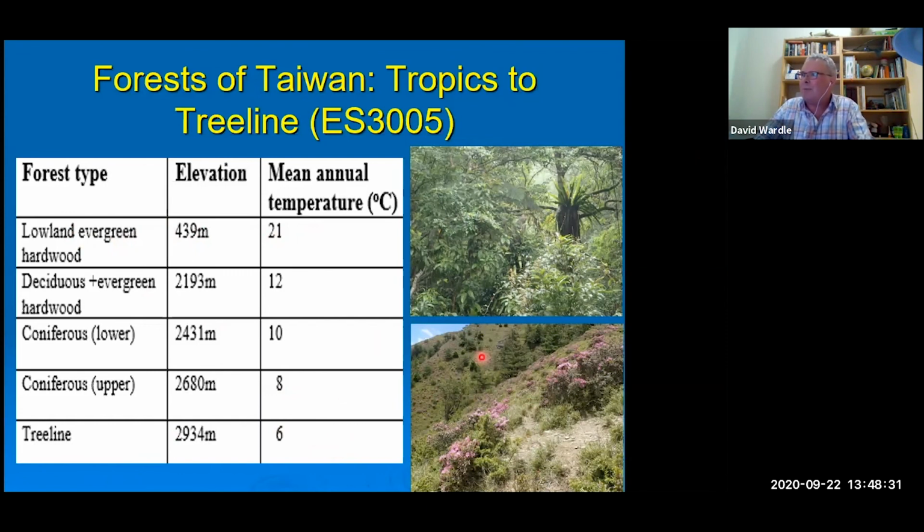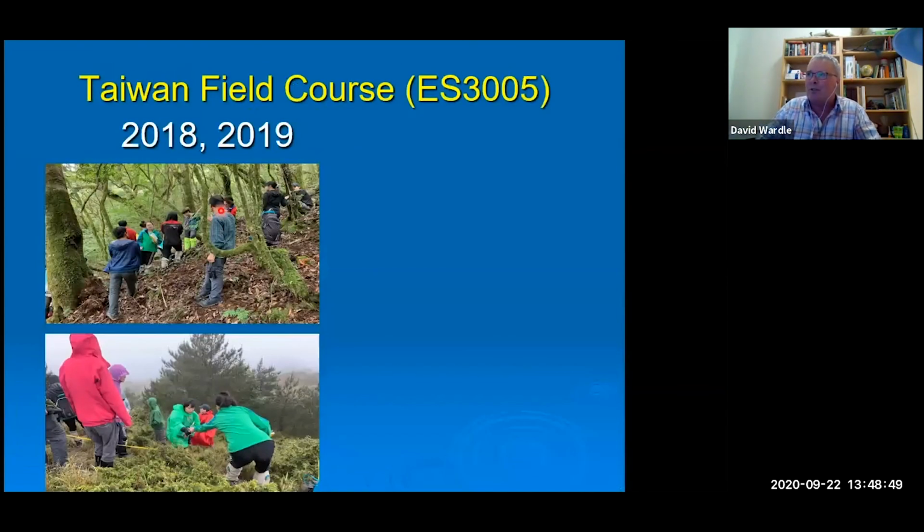So we have the students measuring stand characteristics, leaf traits, soil properties, nutrient cycling, epiphytes, anything else we could think of across these locations to get some insight as to what would happen if these colder sites became warmer through climate change. This shows what the course looked like in the first couple of years. Students happily measuring vegetation and plots at mid-elevation here, and a rather cold and rainy day at tree line here. So this is what it looked like the first 2 years.